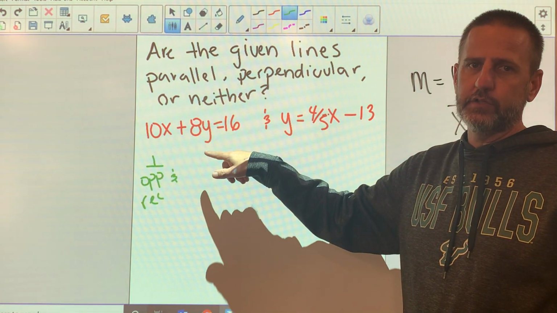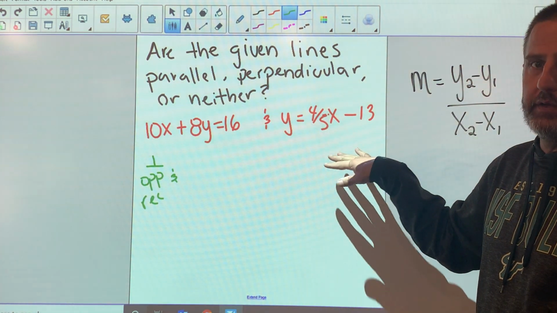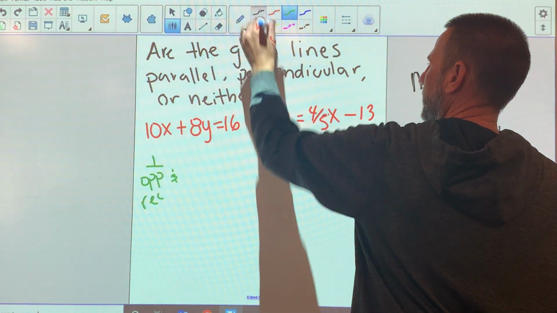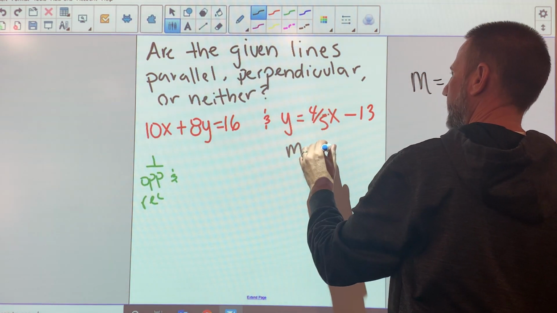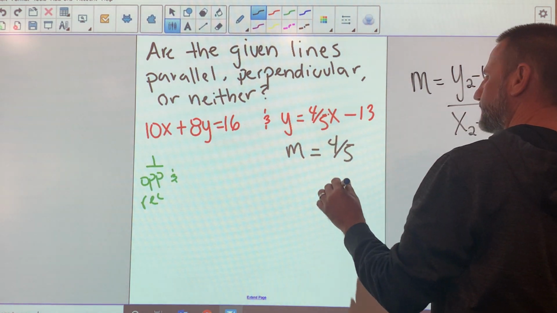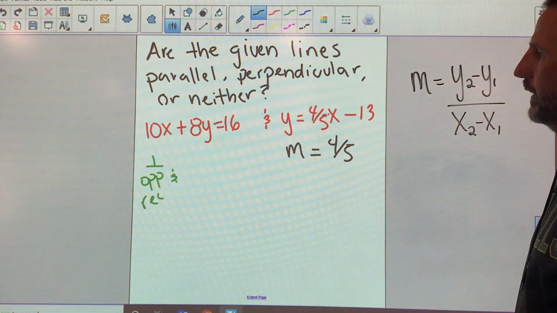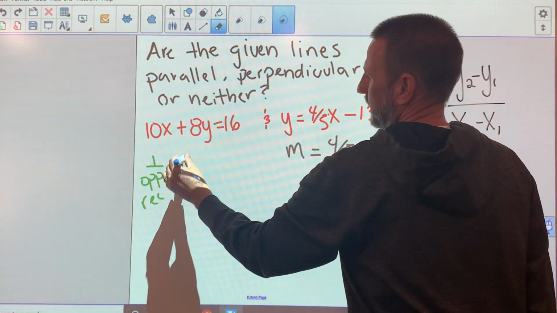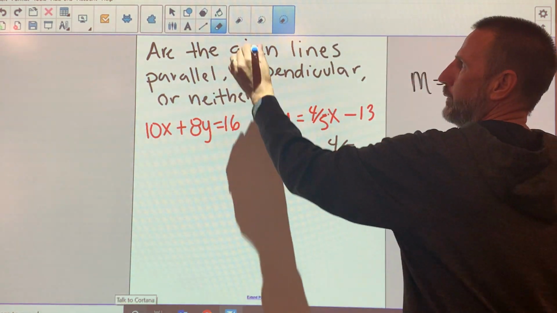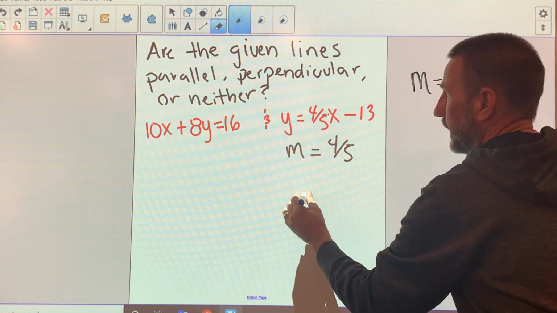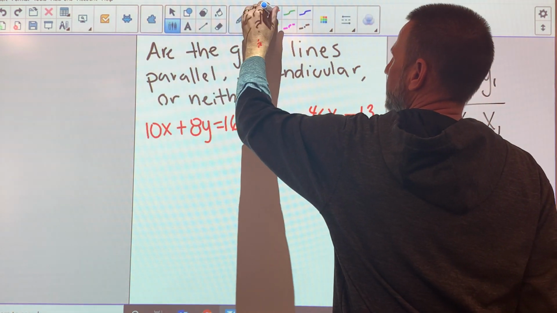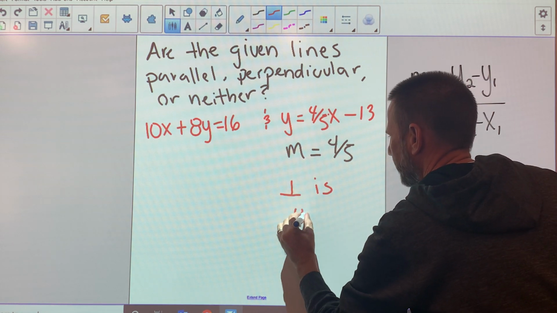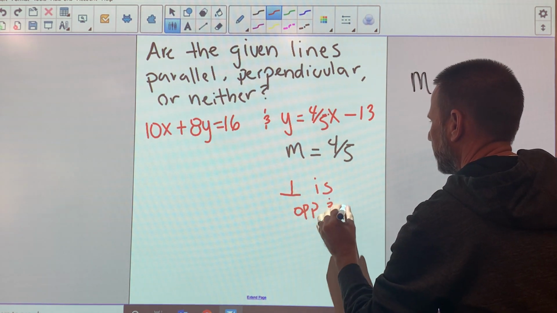That does not do me much good. Whereas the one over here is in slope-intercept form. So when I have it in slope-intercept form, I know right away that my slope is 4/5. But over there, I'm going to have to do some work. So what I want to do is, first off, I'll erase my little note. I said write this down. Of course, I write it right where I'm about to use. So I'm going to rewrite it over here. Let's just remember this. Perpendicular is opposite and reciprocal.